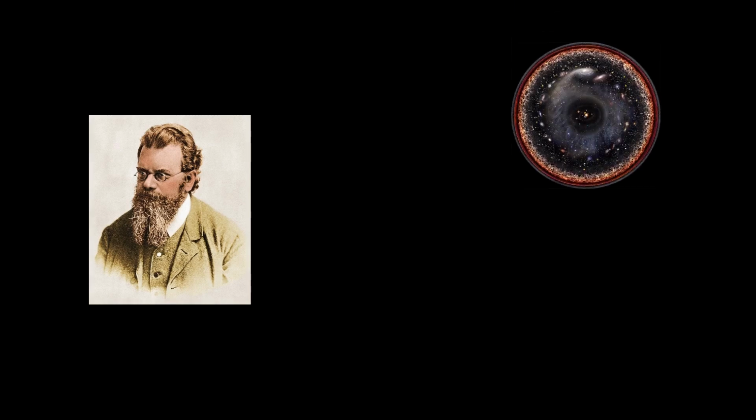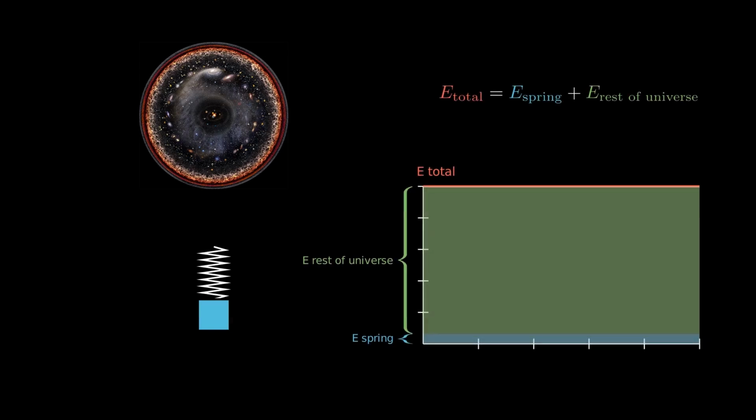Instead of asking how thermodynamic systems move, he asked how many ways they can exist. To do this, he used a thought experiment. You have a spring, and this spring exists within the universe. Let's assume there's a fixed amount of energy that exists in the universe. That total energy is shared between the spring and everything else in the universe. If the spring gains energy, the rest of the universe must lose the same amount. If the spring loses energy, the rest of the universe gains it.